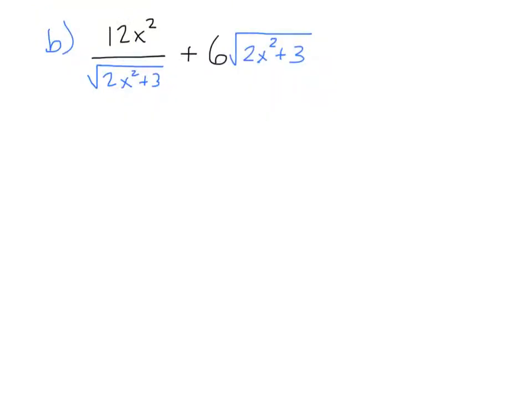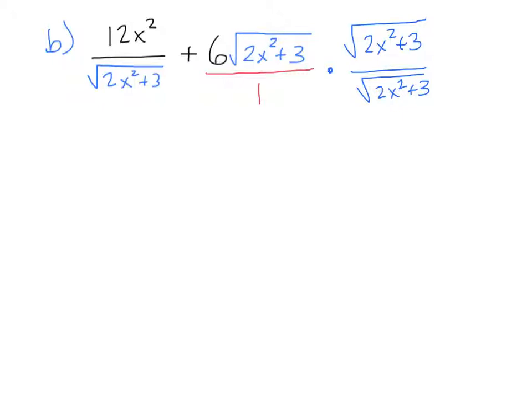So this problem is a little different than letter A. Here we're adding two expressions. And even though the second one doesn't look like a fraction, we can turn it into a fraction just by putting it over 1. And then to get a common denominator, we're going to multiply by a form of 1. In this case, since we want the square root of 2x squared plus 3 to be our denominator, I'm going to multiply the numerator and the denominator by that same value. I'm multiplying by a form of 1, basically.